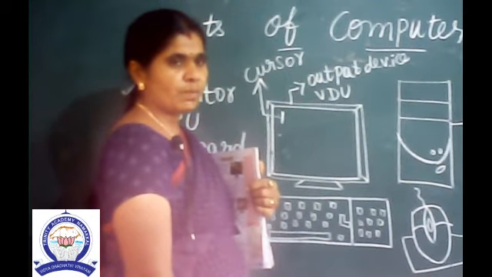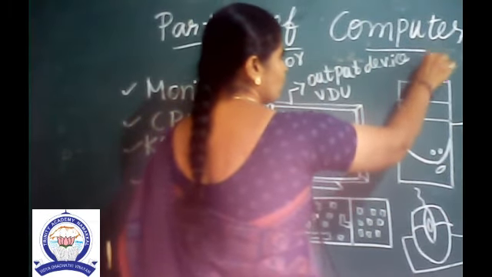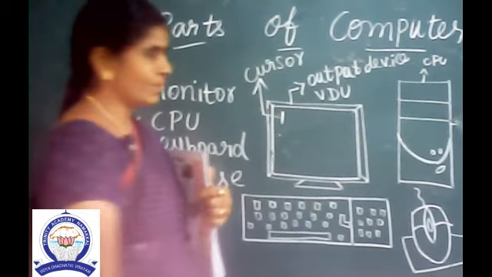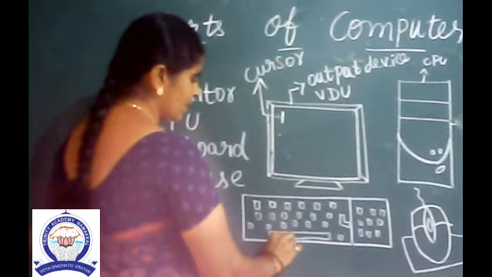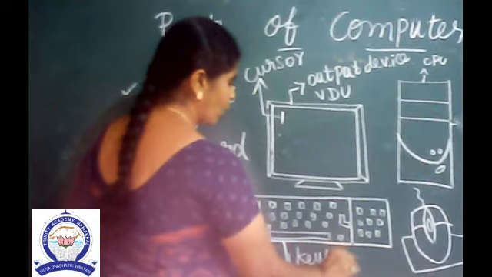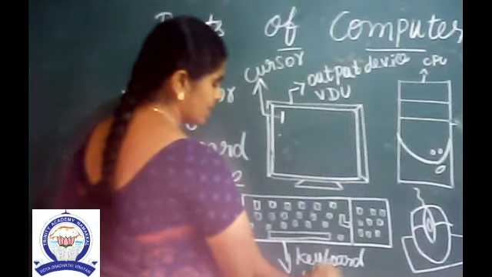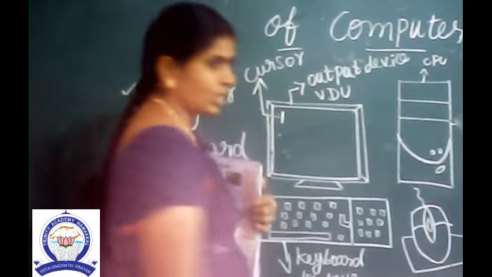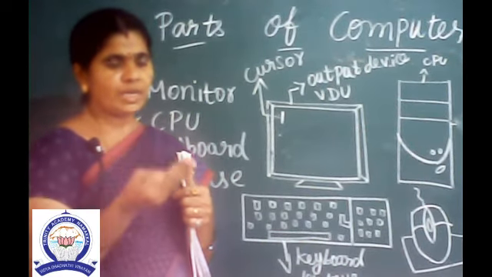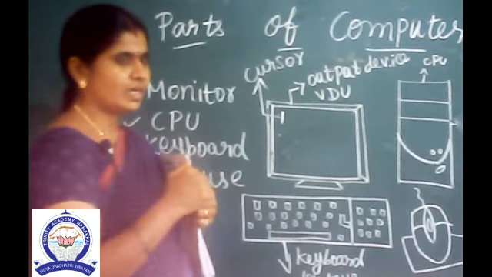Then CPU. What is the full form of CPU? Central Processing Unit. This is the processing unit. And see, this is the keyboard. Lot of keys we have. Nearly 104 keys. 5 different types of keys. What are the 5 different types of keys? Function keys, alphabet keys, number keys, special keys and arrow keys.